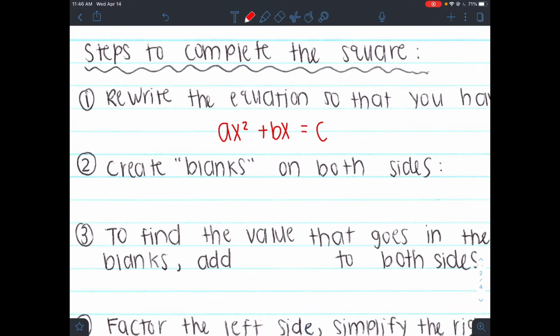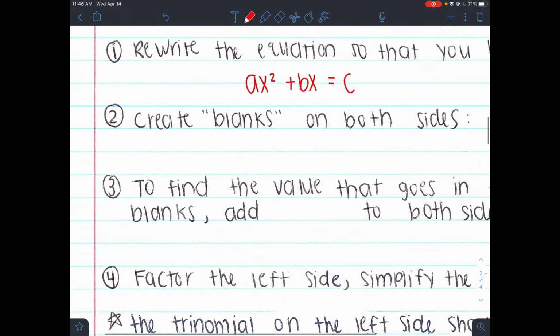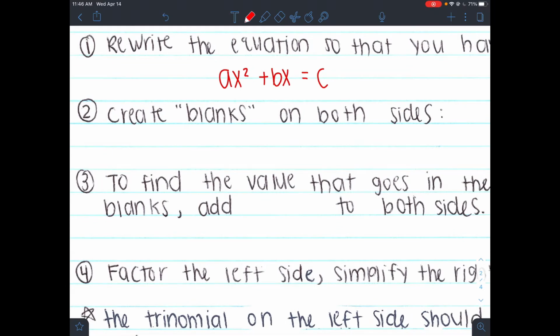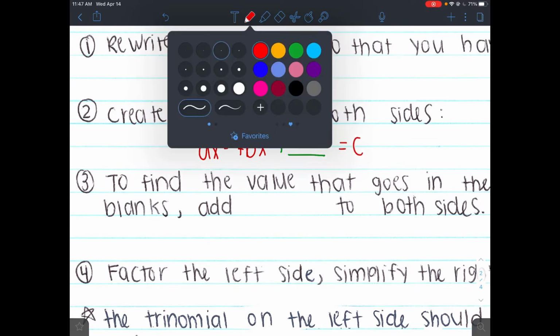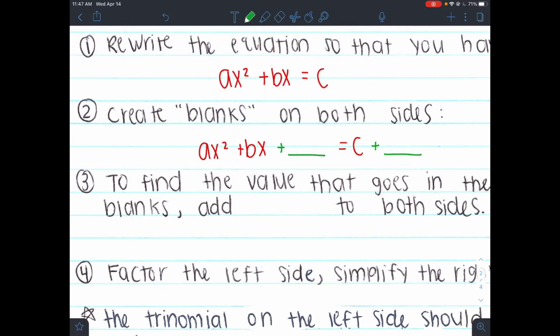So anything that has an x attached to it or an m or an n, whatever variable is being used, anything with a variable is going to go to the left. Anything that's just a number goes to the right. So what I typically say, all your x's are on the left and all your numbers are on the right. After that step is complete, you're going to create blanks on both sides. Okay, so it's going to look something like this. It's going to be ax squared plus bx plus blank equals c plus blank. Now, why does it have to be both sides? Well, anything you add to one side, you have to add to the other side. So whatever we add to the left, we're going to have to add to the right, which is why we need a blank on both sides.